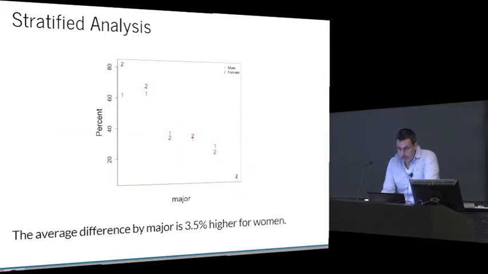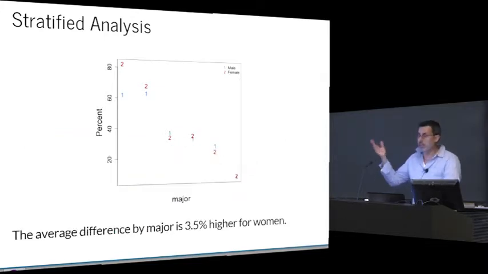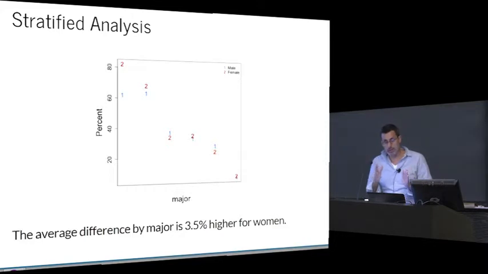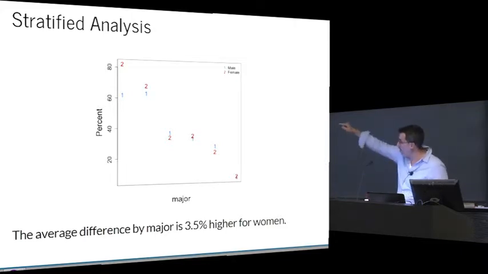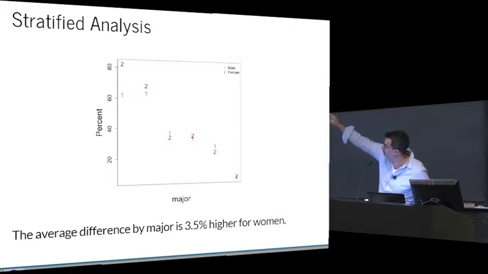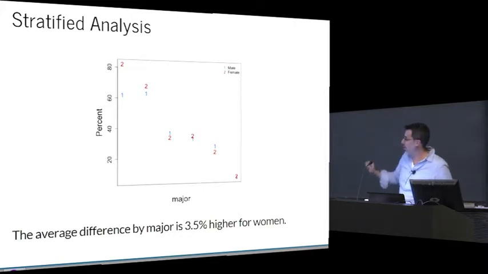Okay, so if we use this regression idea, the equivalent thing here would be to take the differences within major, and if you do that, then I don't think that's even a significant difference. But the observed difference, if you average the differences major by major, the average is 3.5 higher for women.